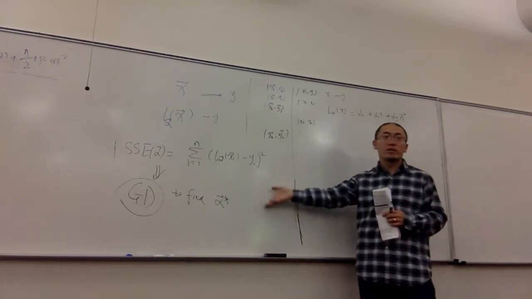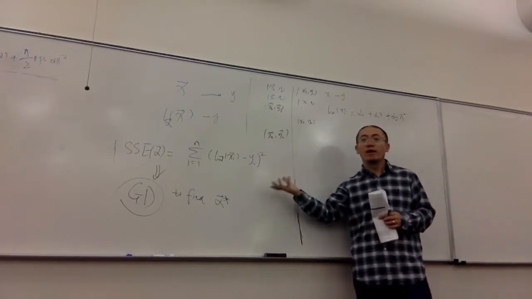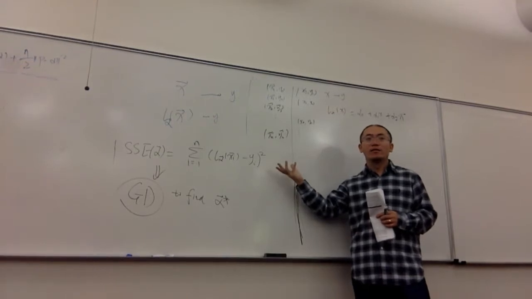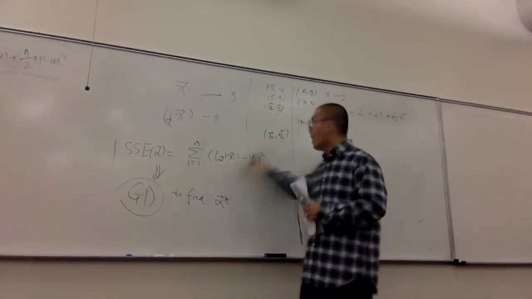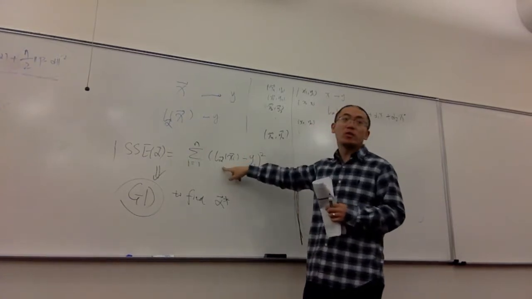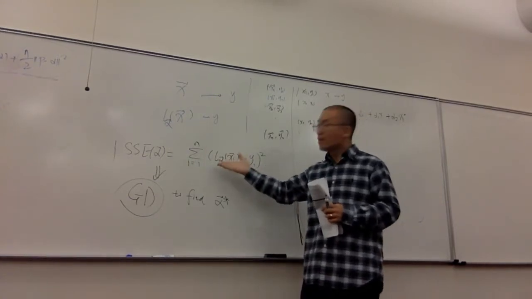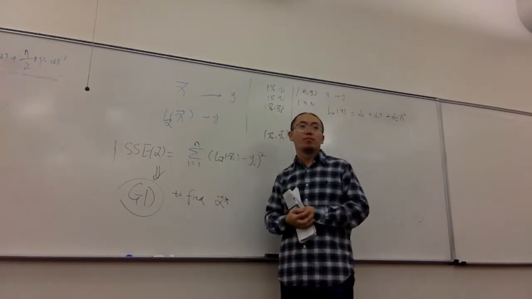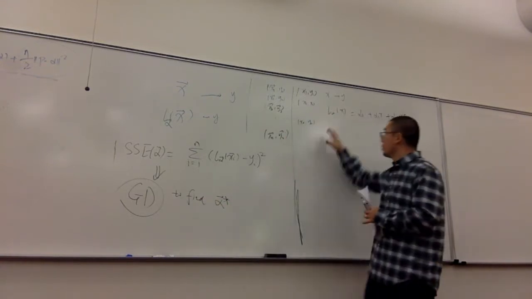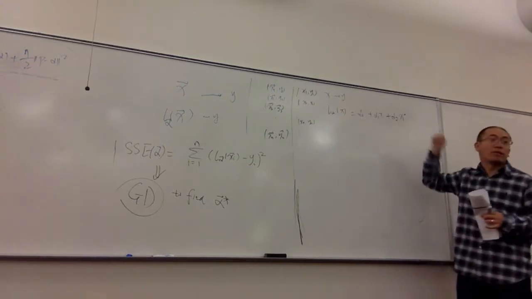Just follow the framework we just mentioned, right? We formulate the SSE. We just plug in our second order polynomial into here. Then we get our SSE. Then we use gradient descent to find out the best alpha, which corresponds to alpha 0, alpha 1, alpha 2 here. Right?